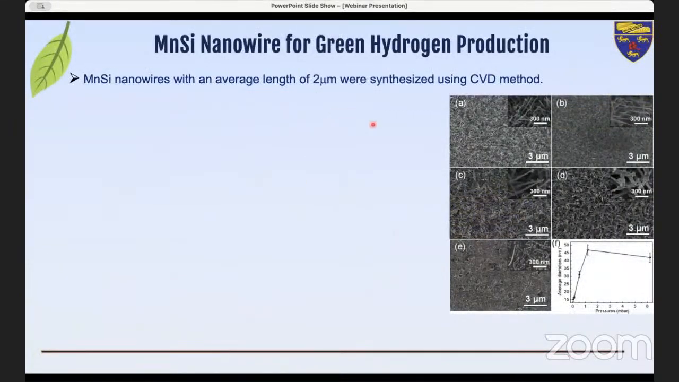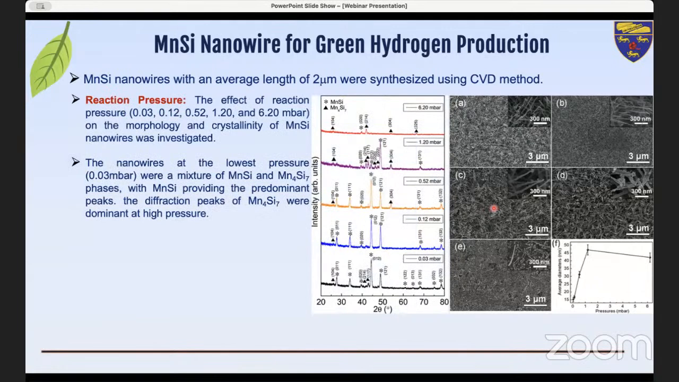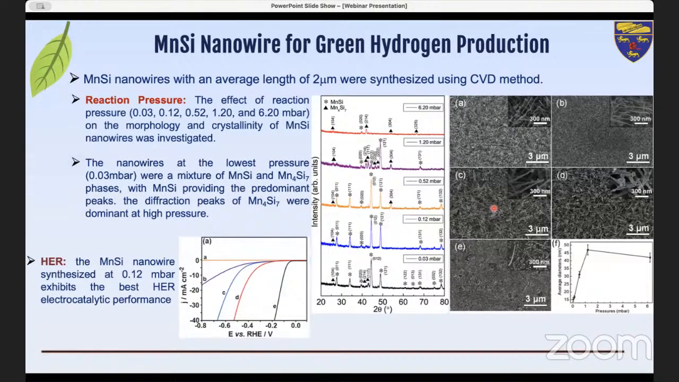She synthesized MNSI on the surface of silicon wafer, and optimized its morphology and composition using the change in the pressure inside of the CVD chamber. She investigated systematically the effect of pressure on the morphology of MNSI. And finally, she applied this new composite, this MNSI nanowire, for HER.